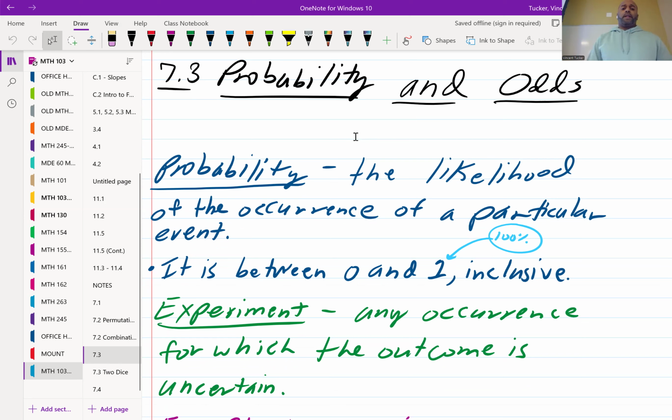So probability is the likelihood of the occurrence of a particular event. Probability will always be in between 0 and 1, inclusive. So that means it is possible for it to be 0, so 0% chance of something happening. It means it won't happen. Or 1, which is representative of 100%.